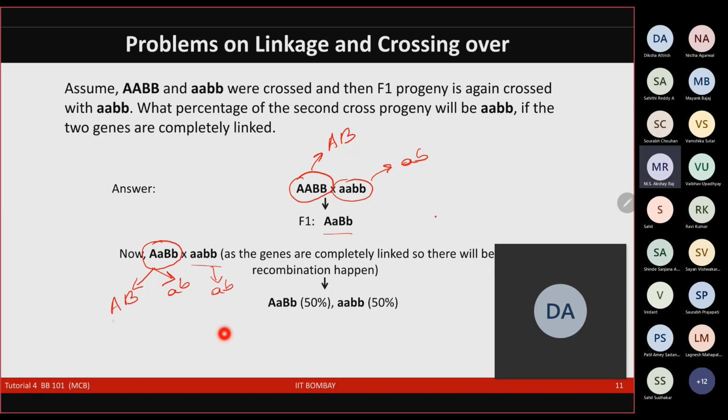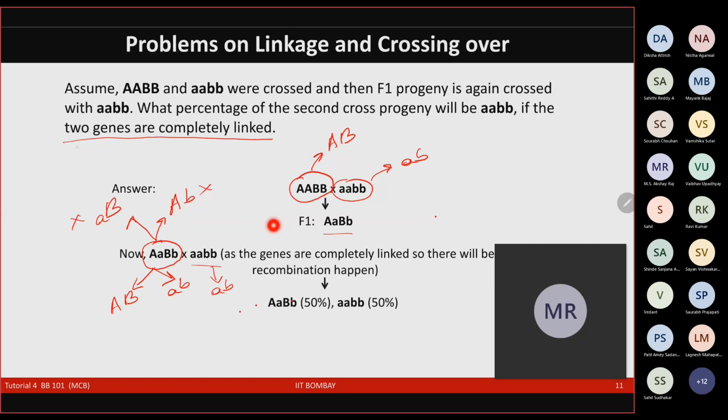So when you're crossing both, why not capital A, small b? Because capital A, capital B, so here you are not going to get these two combinations, because the genes are linked here. The genes are completely linked. If the genes were not linked, then you would get all four of these.